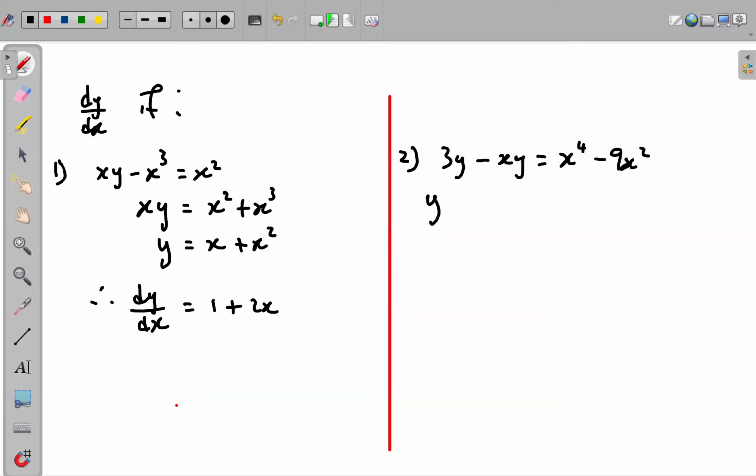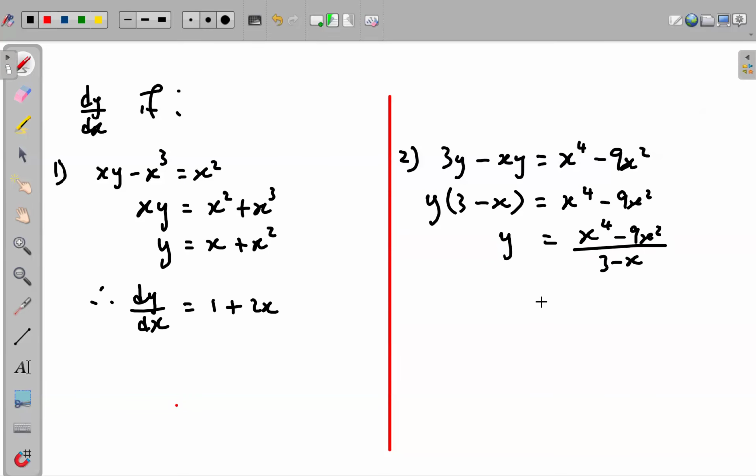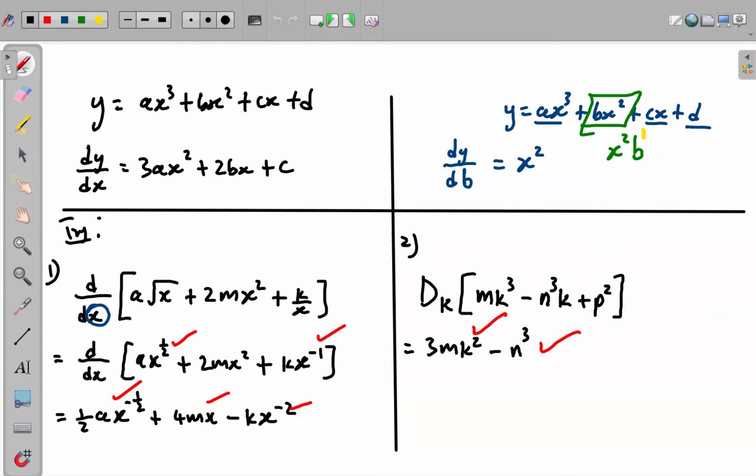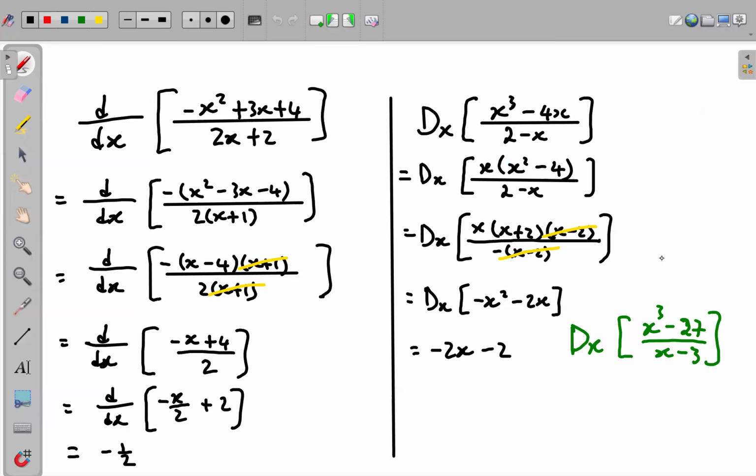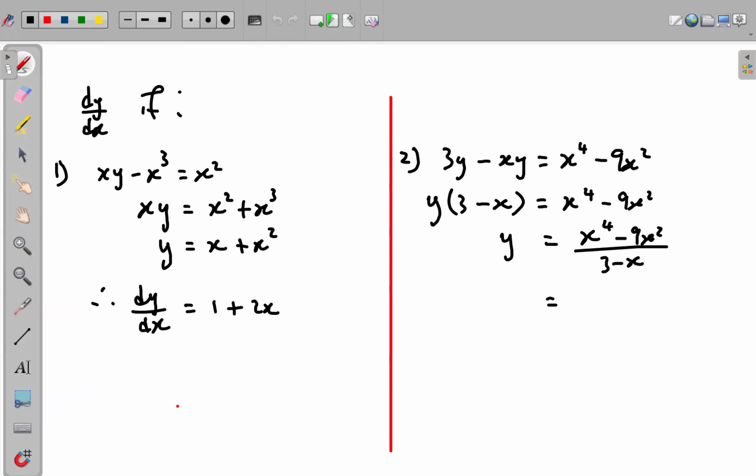So I'm going to factor out a y, then I have 3 minus x. Watch that. Because y is a common factor on the left, and I want to make it the subject. So then I'm going to divide by 3 minus x. So that's x to the 4 minus 9x squared over 3 minus x, right? Then if you notice, this problem now looks like one of these. So you now know it's a call for factorization. I'm going to factor out an x squared so that I'm left with x squared minus 9. And this is a 3 minus x.